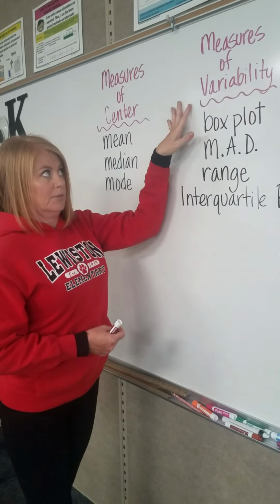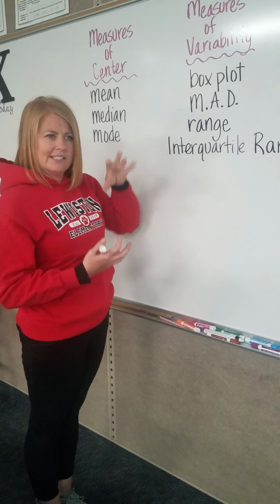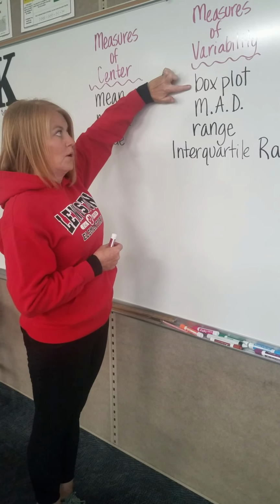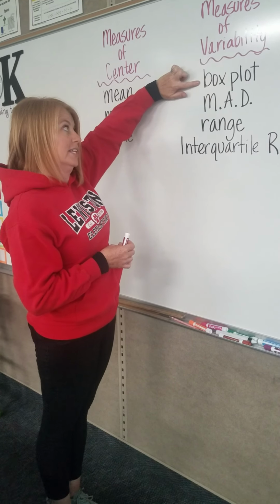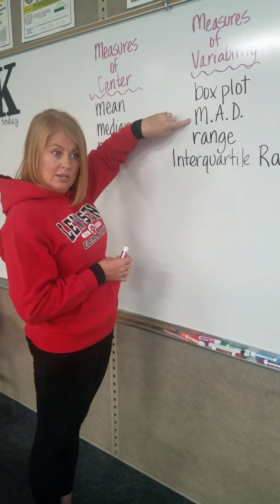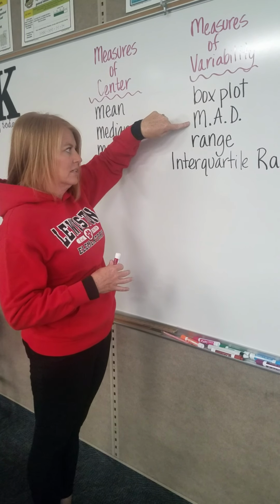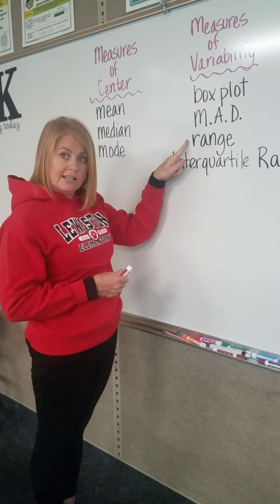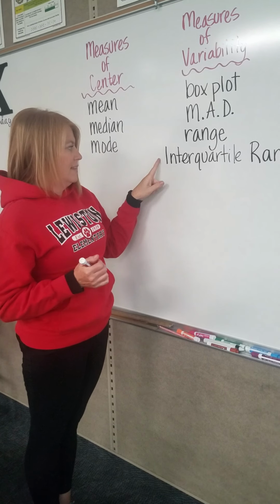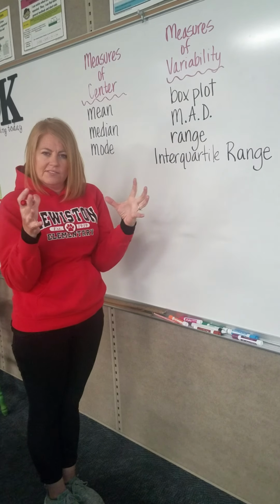Okay, measures of variability are measures that we've talked about in chapter 13. And they tell us how close our data set is or how much it varies. Okay, so a graph we can use to show measure of variability is a box plot. Okay, we can use the mean absolute deviation, which tells us how close or how far apart our data values are from each other. Okay, the range tells us the difference in our data values from highest to lowest. And then the interquartile range tells us just what that middle part of our data looks like, that middle 50%.